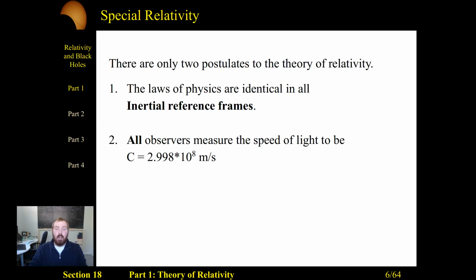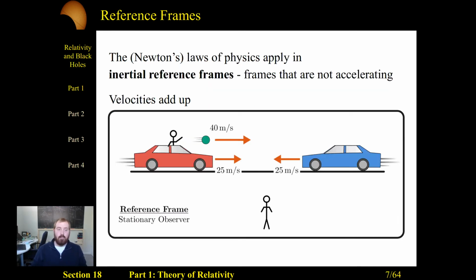I'm going to use a model of cars driving by. We've discussed a lot of things about Newton's laws. Remember, Newton came up with his three laws of motion, his law of gravity. We say that these laws of physics apply in inertial reference frames. What I mean is that these are frames that are not accelerating. They could be moving, they could be stationary, but as long as there's no acceleration, no net force on you, you are in an inertial reference frame.